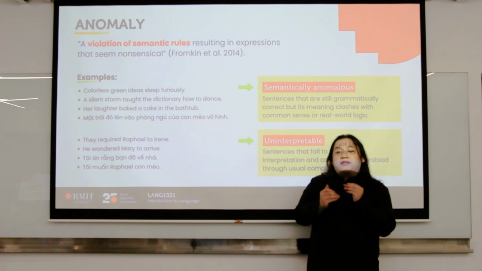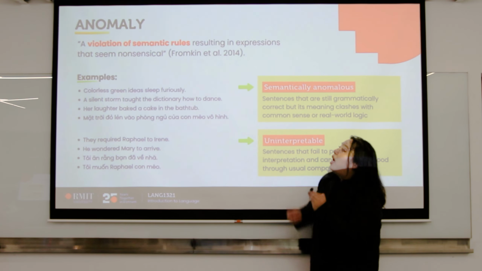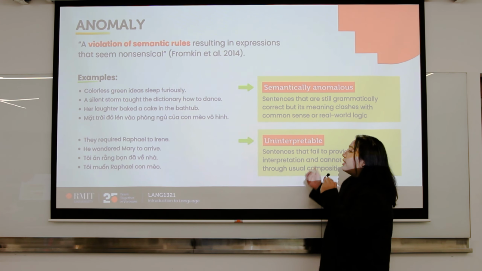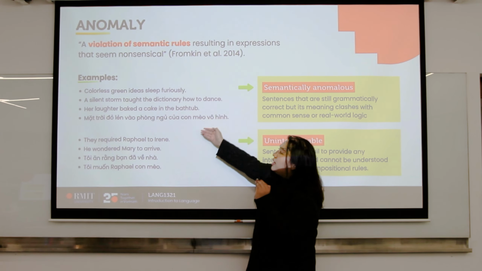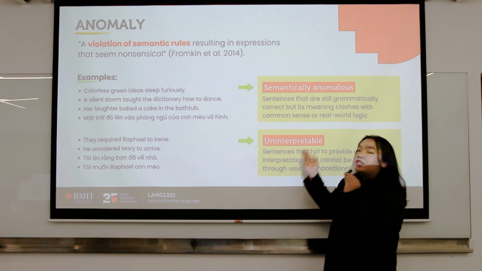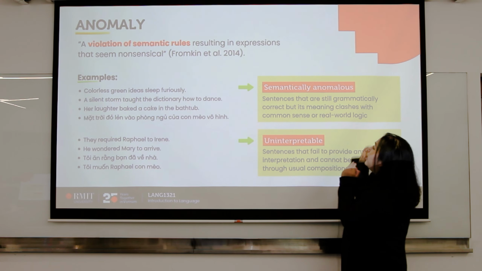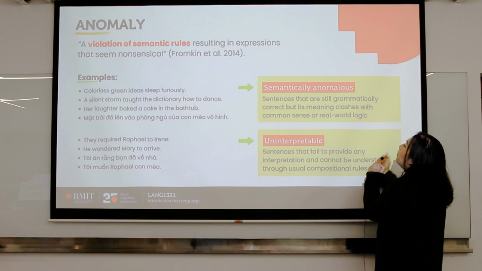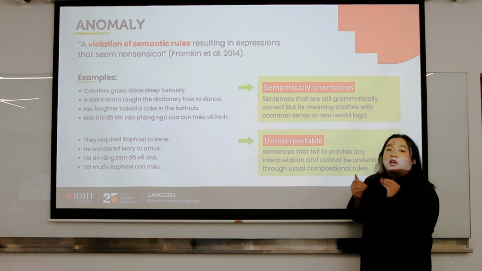The first one we have is the case of anomaly, a violation of semantic rules resulting in expressions that seem nonsensical. There are two examples. The first one: "Colorless green ideas sleep furiously." This example refers to semantically anomalous sentences, sentences that are still grammatically correct, but whose meaning clashes with common sense or real-world logic.